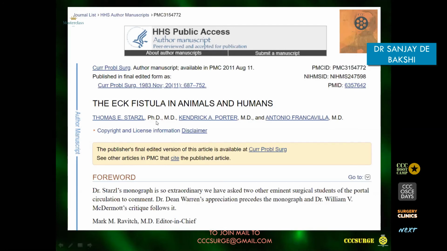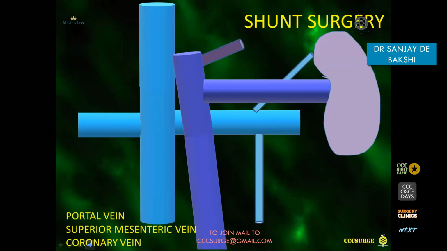And this was a beautiful article. Thomas Starzl is the father of liver transplant surgery. Porter was a pathologist at St. Mary's Hospital, London, and Francavilla was a pathologist in Italy. So that's a wonderful article, and I strongly recommend that you read it.